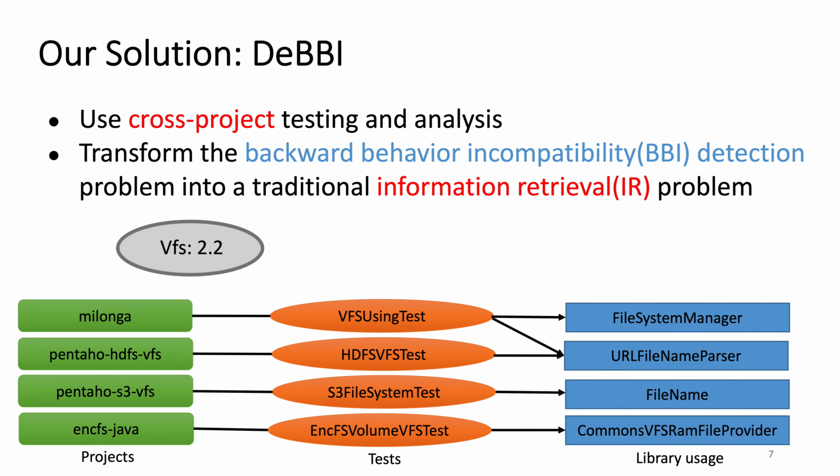Here is an example from VFS 2.2. Here are some client projects, their test cases, and the library's usage in those tests. When it upgrades to VFS 2.6, the URL name parser changes. So we run all the tests in all the client projects which touch this change.